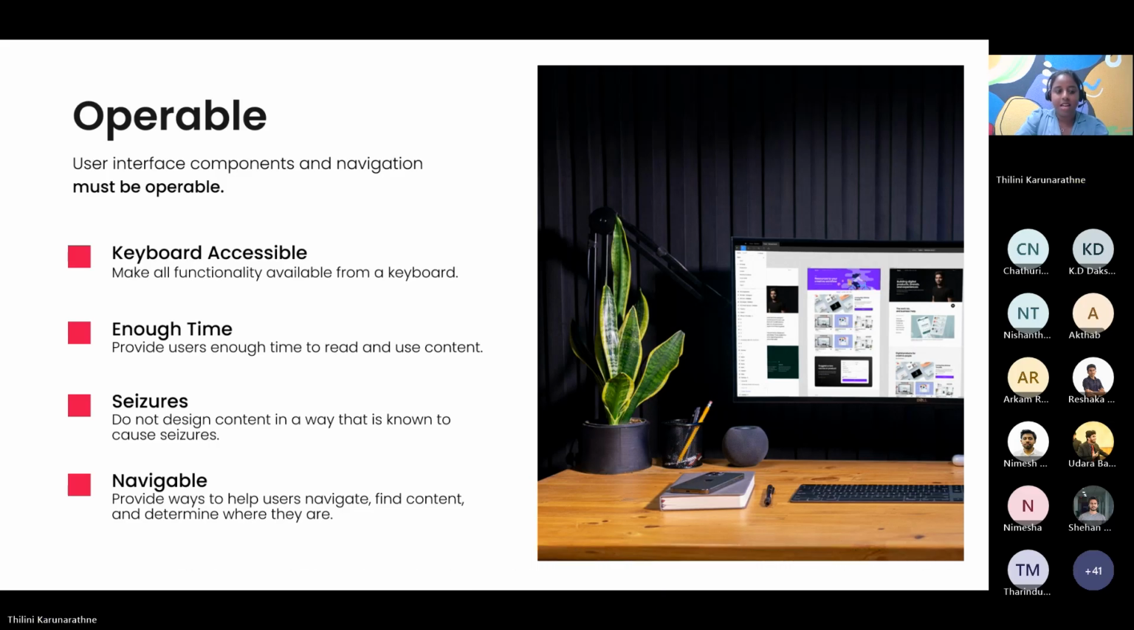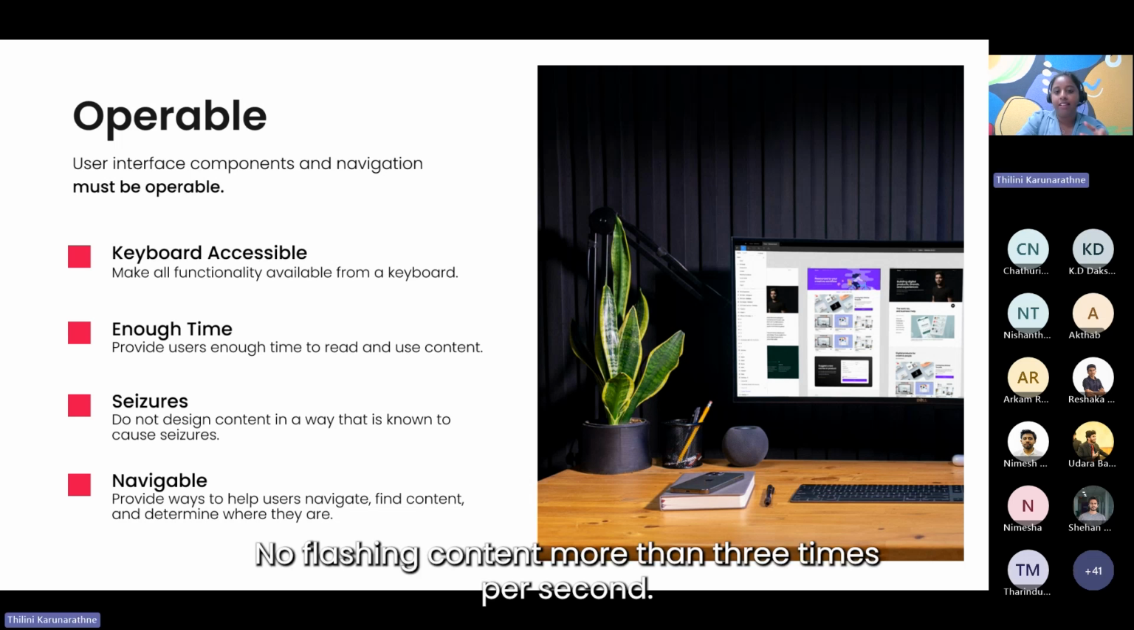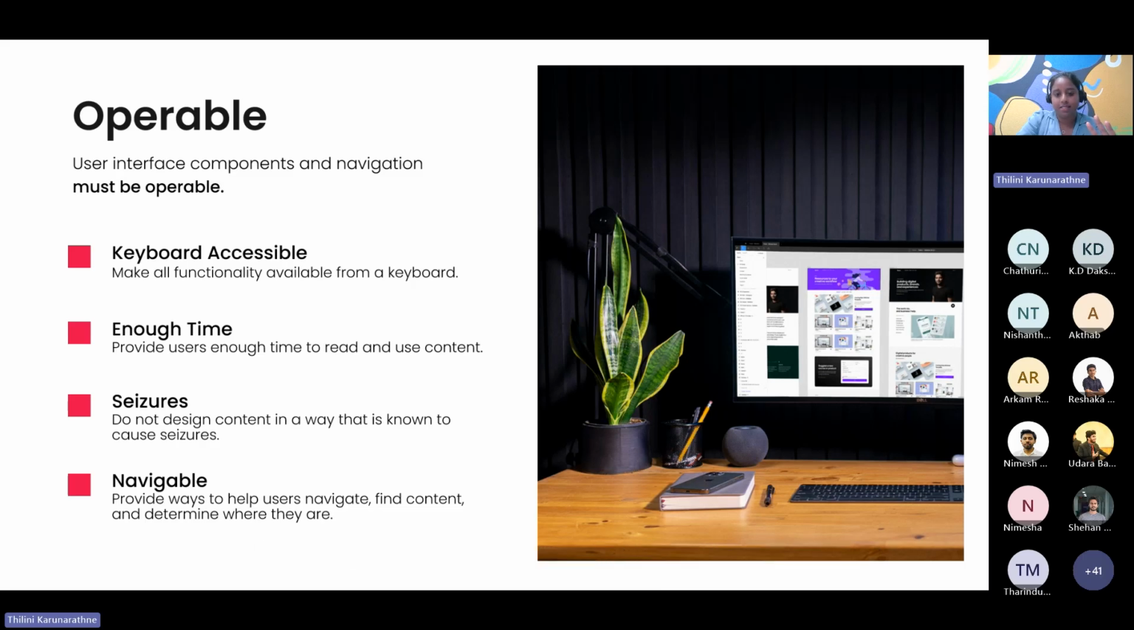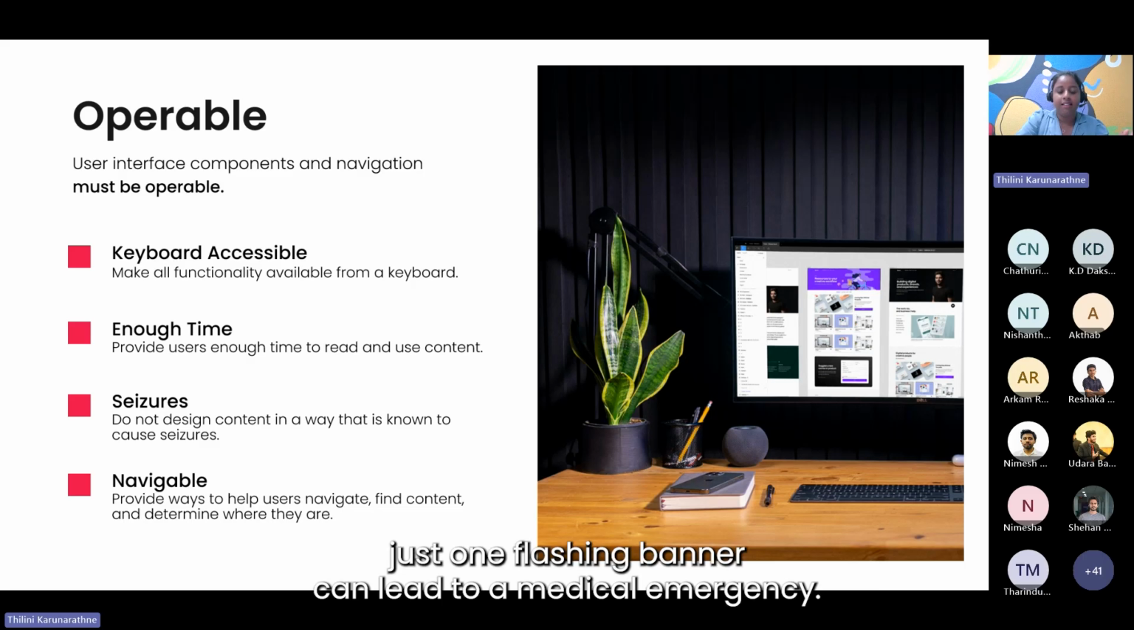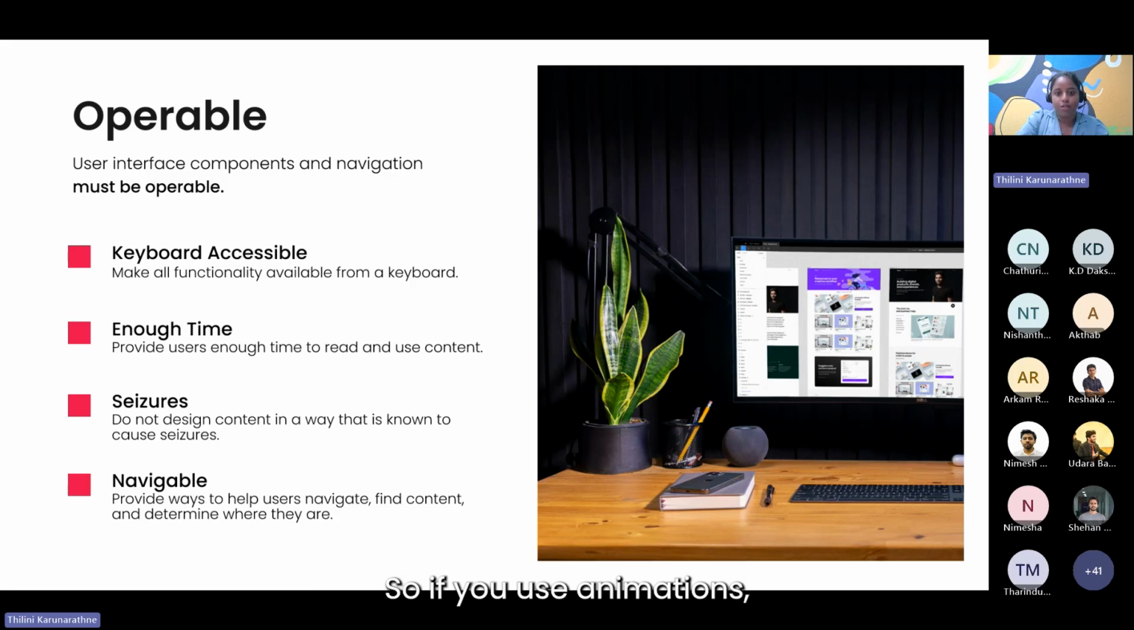And here comes the third point. That means avoid triggers for seizures. Well, the rule in here: no flashing content more than 3 times per second. This might seem like a small issue, but for someone with photosensitive epilepsy, just one flashing banner can lead to a medical emergency. So if you use animations, make them calm and always add a pause button there.